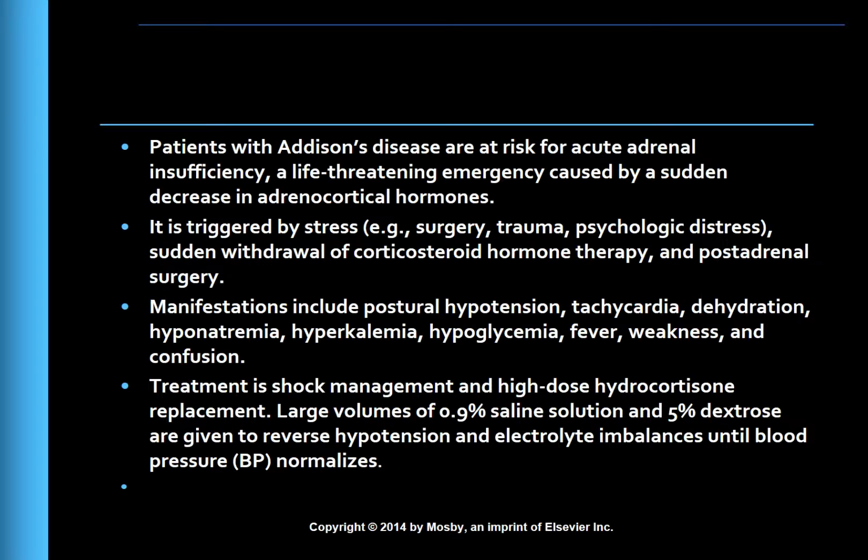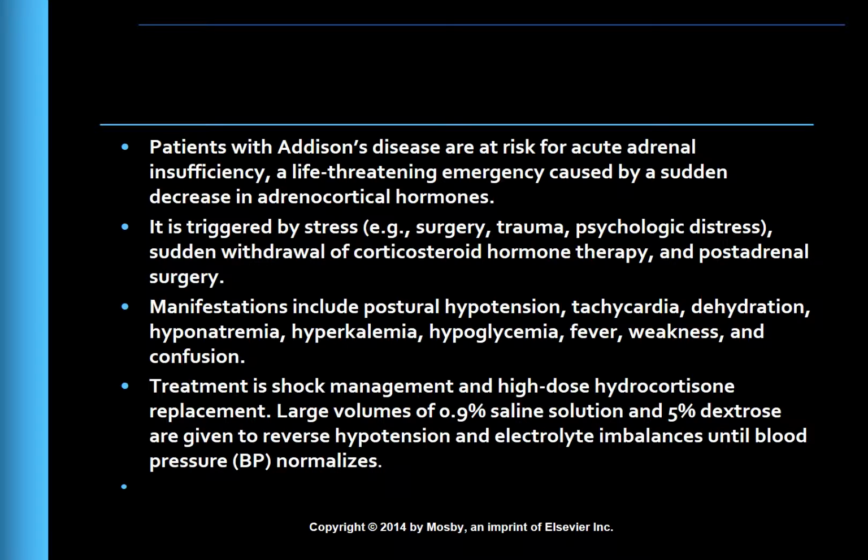Patients with Addison's disease are at risk for acute adrenal insufficiency, a life-threatening emergency caused by a sudden decrease in adrenocortical hormones. It is triggered by stress, for example, surgery, trauma, psychological distress, sudden withdrawal of corticosteroid hormone therapy, and post-adrenal surgery. Manifestations include postural hypotension, tachycardia, dehydration, hyponatremia, hyperkalemia, hypoglycemia, fever, weakness, and confusion.